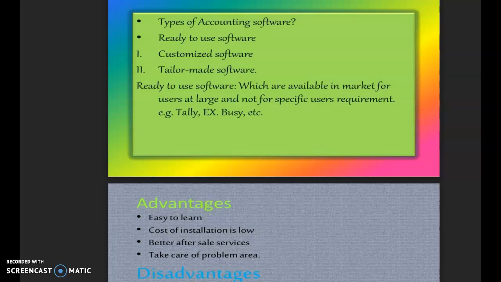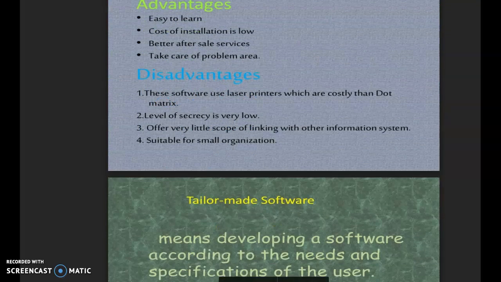So ready to use software are available in the market for users at large and not for specific users' requirement. For example, Tally, for example, X, for example, BG, and various other computerized accounting systems are available, and you can function on the basis of that, and they are easily applicable to the system. So they are called ready to use software. But in case the organization requires any changes, you are required to make the amendment in these software as per the need of the requirement. Now, what are the advantages of such type of software?